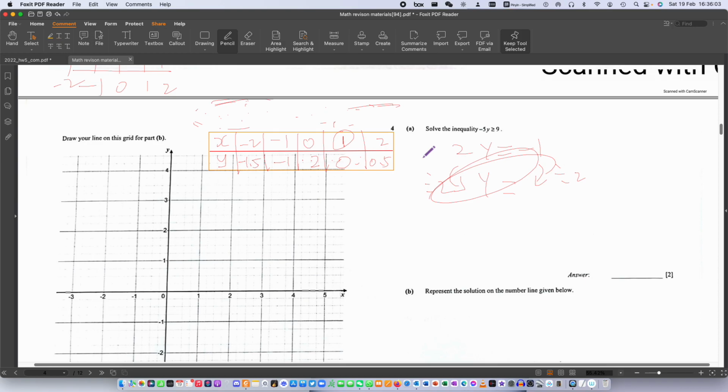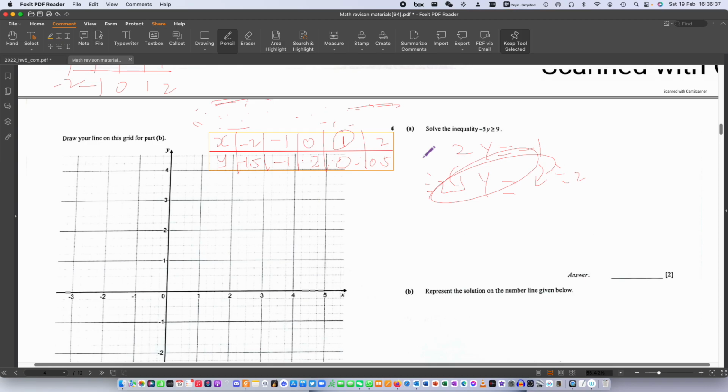How do you read this one? Negative 1.9 is bigger than x. So what is our convention? We always put the x on the left hand side, right? So if now I force the x to be on the left hand side, then how?